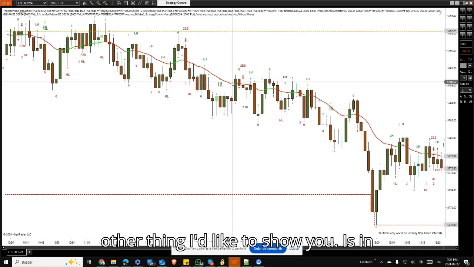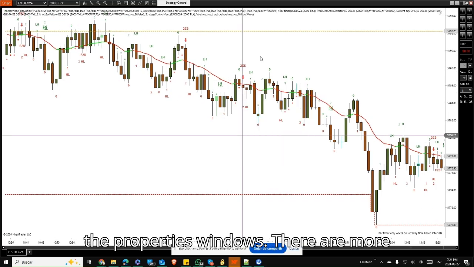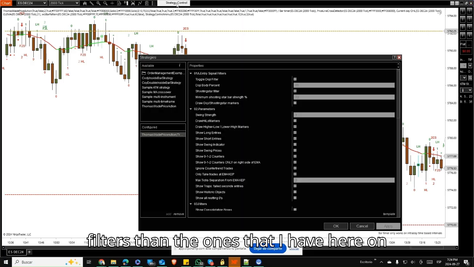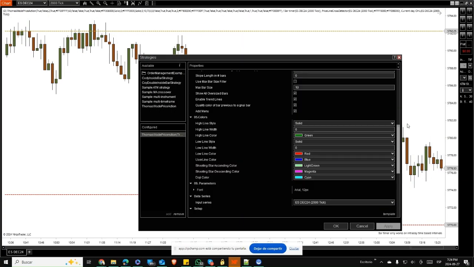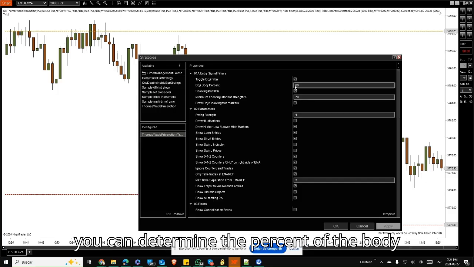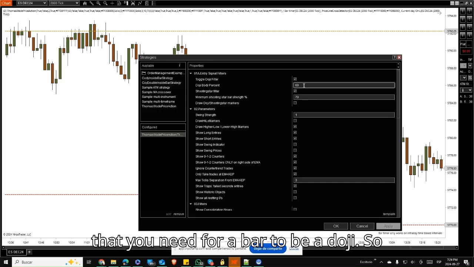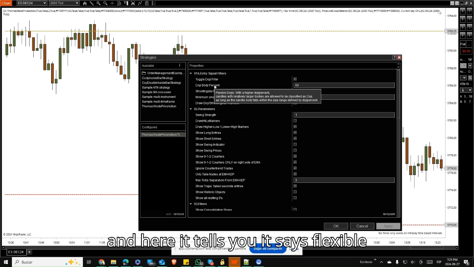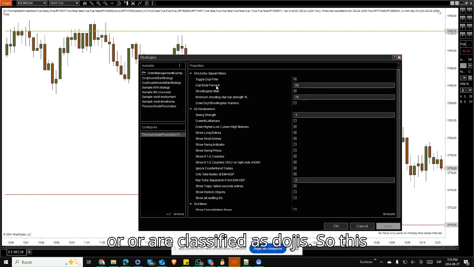Okay, and the other thing I'd like to show you is in the properties window. There are more filters than the ones that I have here on the strategy control. So real fast, here the doji filter, you can turn it on or off, and you can determine the percent of the body that you need for a bar to be a doji. So you can say if a bar has more than 30%, then it's not a doji. And here it says flexible dojis: with a higher doji percent, candles with relatively larger bodies are classified as dojis. So this is a setting that the user can determine, how big the body is to be a doji.